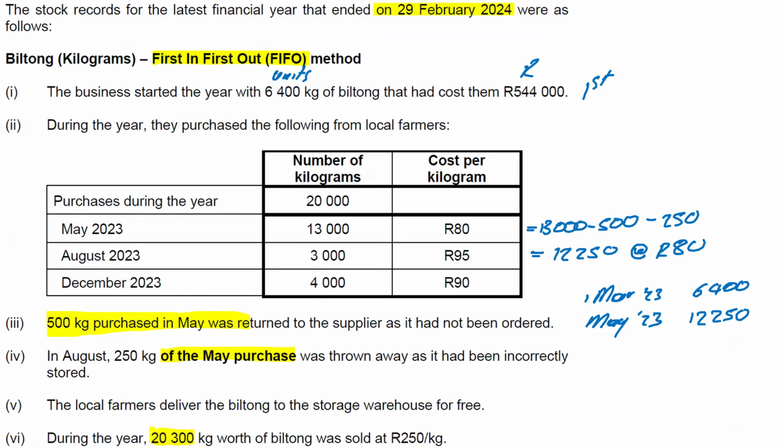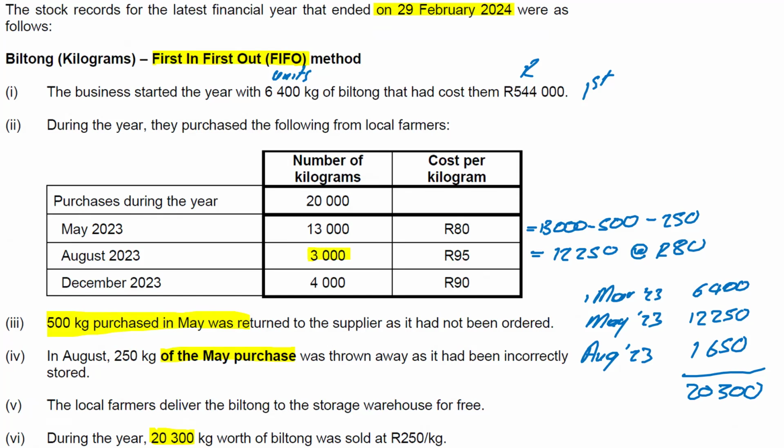It gives me 18,650. Remember how many were sold? It is 20,300. That means from August 2023, remember this needs to give us 20,300. So from August, let's see how much we still need. From August, we still need 1,650.